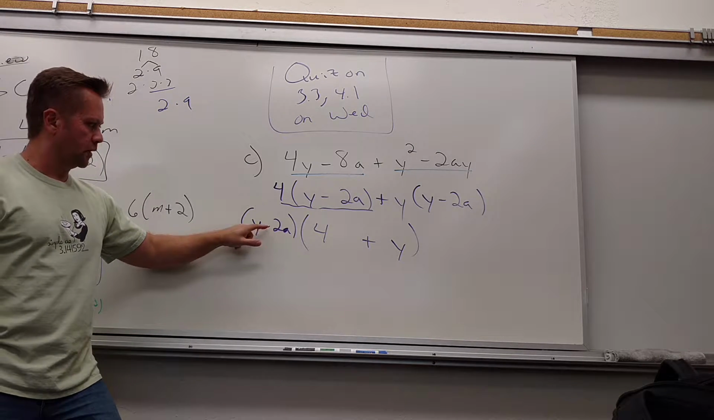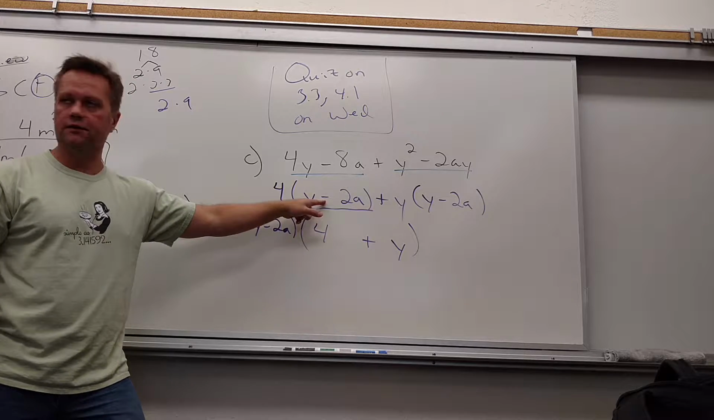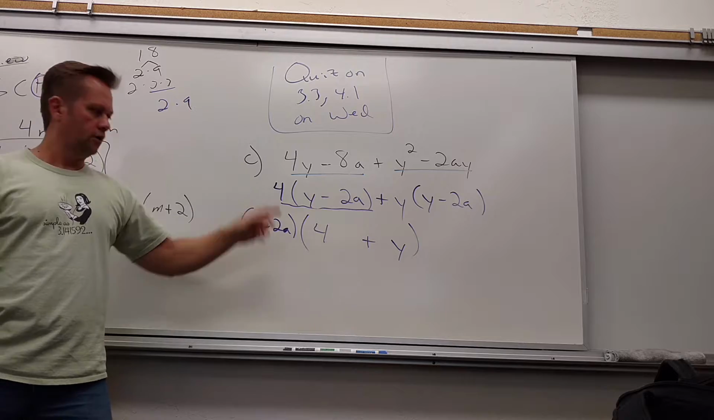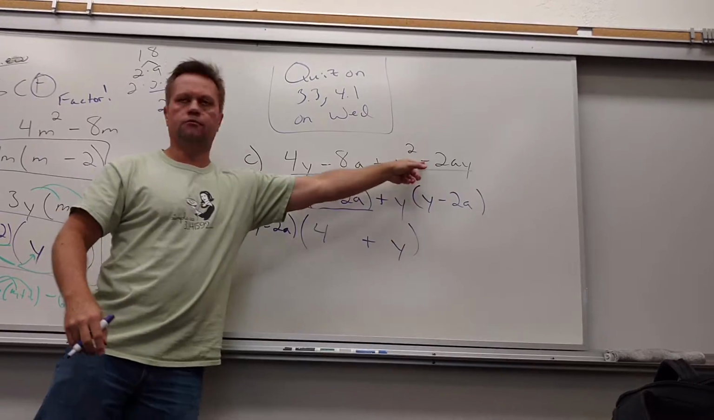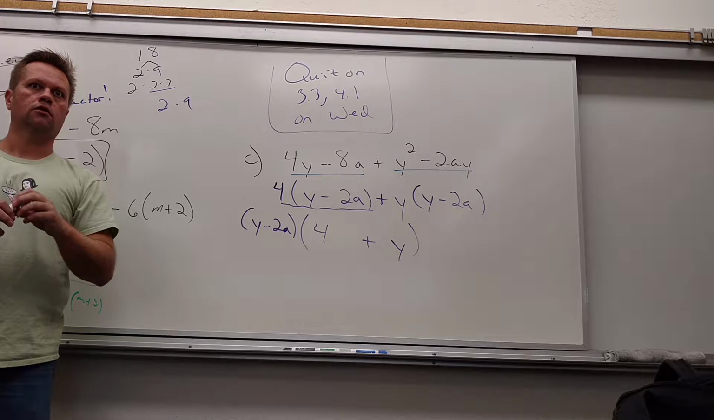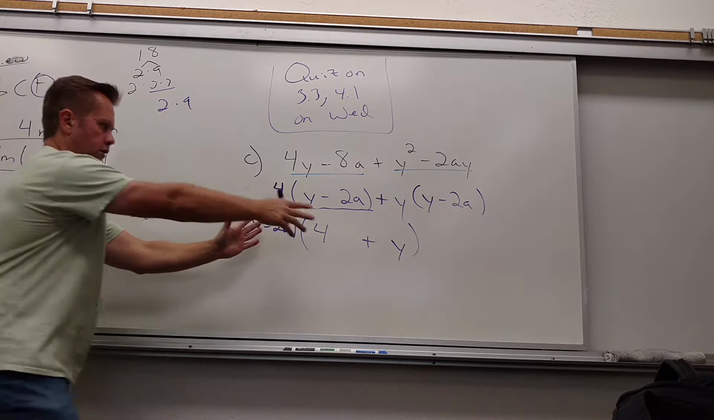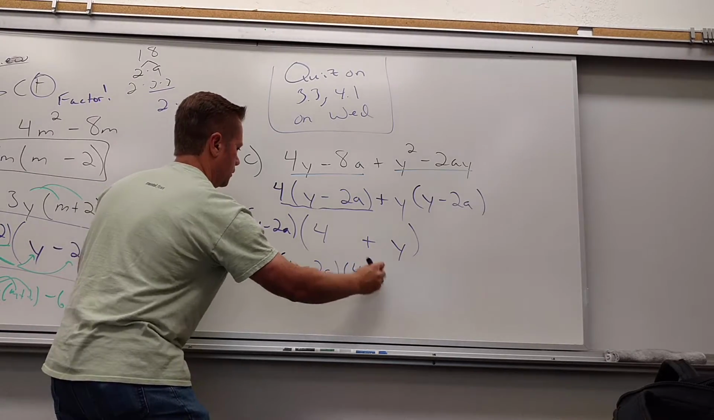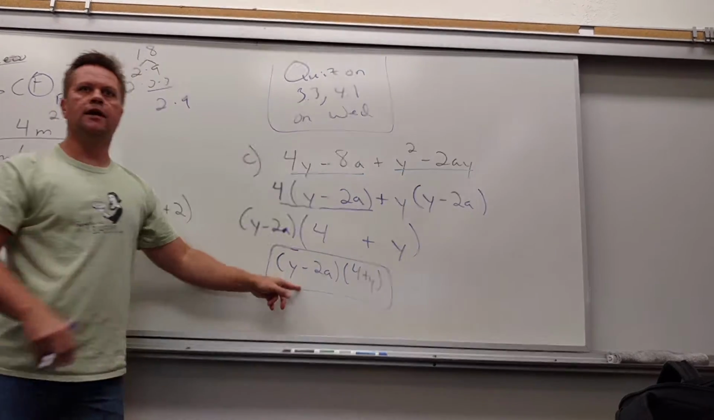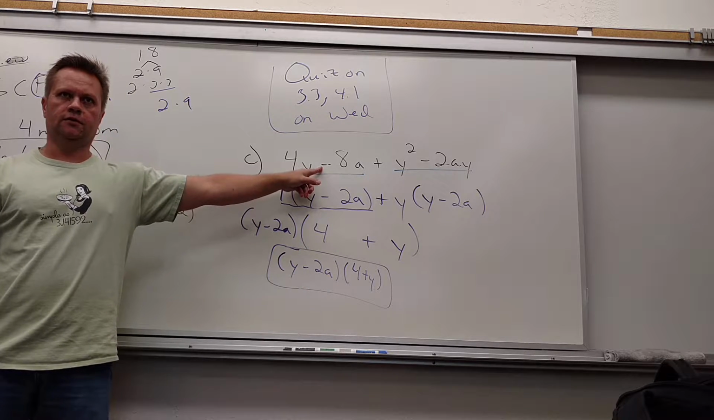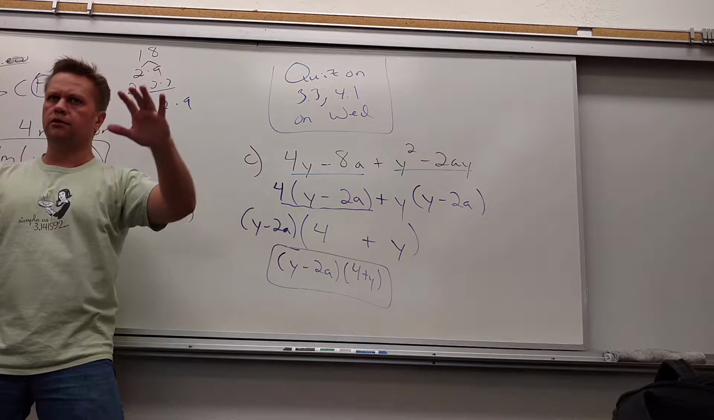So sure enough, when you multiply y minus 2a times 4 is this, and then if you multiply that in, you get back to the beginning. And then this times this is there, which leads to there. So the answer is y minus 2a times 4 plus y. The answer always has to be something that would multiply out to be this. So you can't lose any parts.